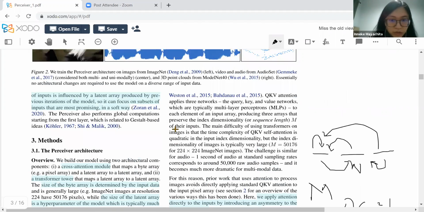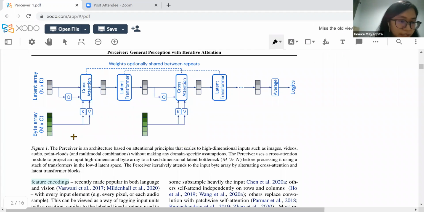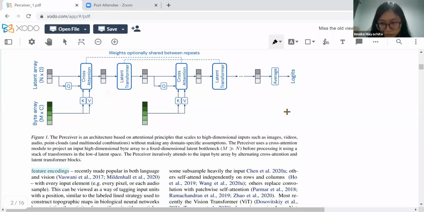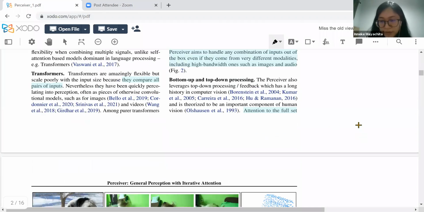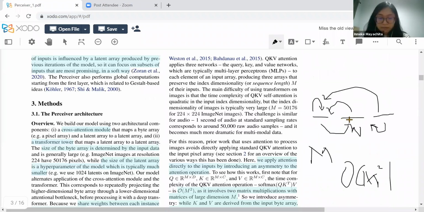So we can look at the image. If we see here, in the vanilla transformer, the query, key, and values are coming from the same input. So this is why the example I gave here has a complexity of m squared, because everything comes from this sentence, for example. It can be a sentence or any unrolled pixels.